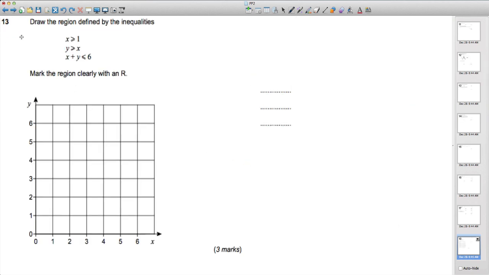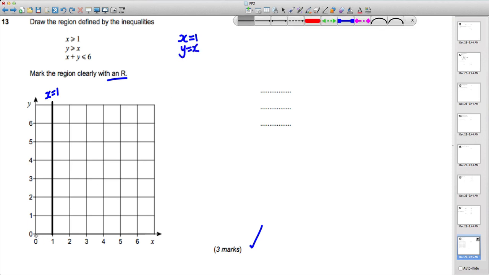Question 13. Draw the region defined by the inequalities. Mark your region clearly with an R. This is 3 marks. First things first, forget about the inequalities. Draw the line x equals 1. What is the line where the x coordinate is always 1? You really should be able to do this. That is the line x equals 1. Then draw the line y equals x. You should know that line. It's a diagonal line where all the x and y coordinates are the same: 2, 2, 3, 3, 4, 4, etc. So that is the line y equals x.